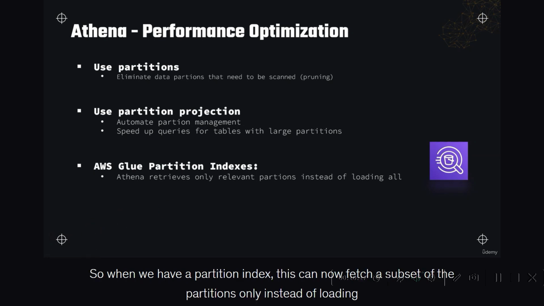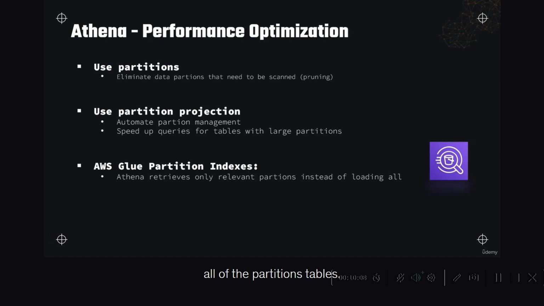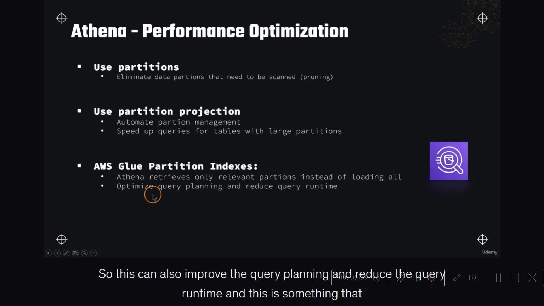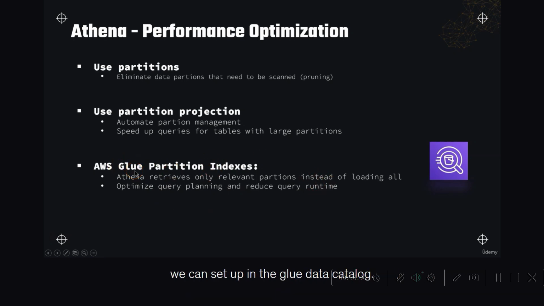So when we have a partition index, this can fetch a subset of the partitions only instead of loading all of the partitions of the table. So this can also improve the query planning and reduce the query runtime. And this is something that we can set up in the Glue data catalog. Like this, we can focus only on the partitions that are actually needed, but it is still managed in AWS in our data catalog.